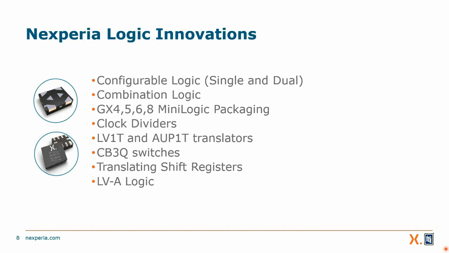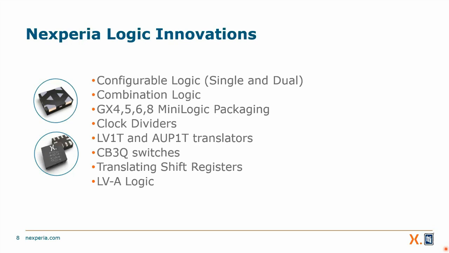Combinational logic. The GX family of logic packaging. This is a very small package. Again, more details in a minute on that. Clock dividers, the LV1T, that's 74 LV1T and 74 AUP 1T translator families. These are logic gates with translators built in, so you're already getting an interesting combination right there. Let's look at CB3Q switches, which are a high-speed analog type switch, translating shift registers, and there's that LV-A logic. Let's go through them one at a time so you see what these fundamental new innovations are.